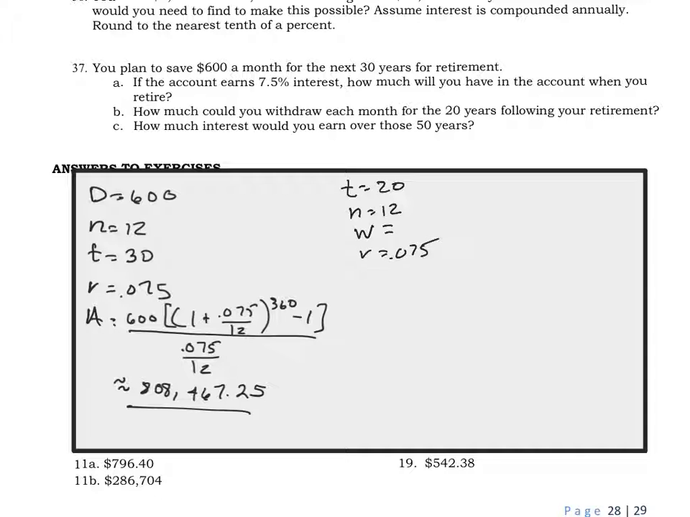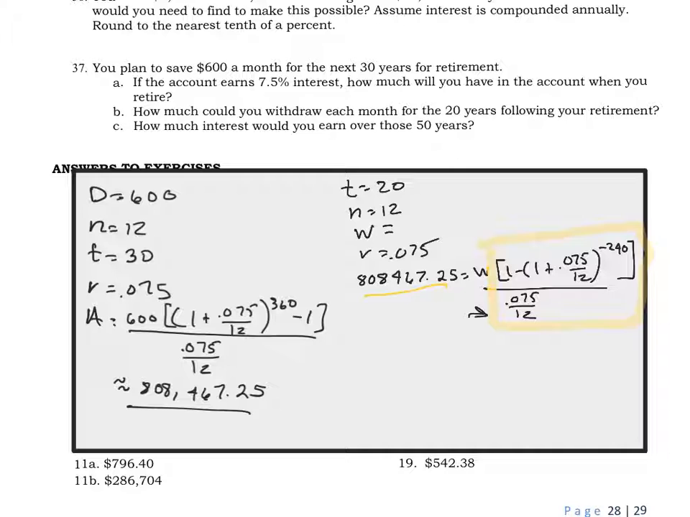Okay, so now I will put this information into our payout annuity formula. As we've been doing through this entire unit, we'll go ahead and figure out what this amount is first. Okay, and then we will take this amount here and we will divide by what we got here. And so our withdrawal amount is $6,512.96.